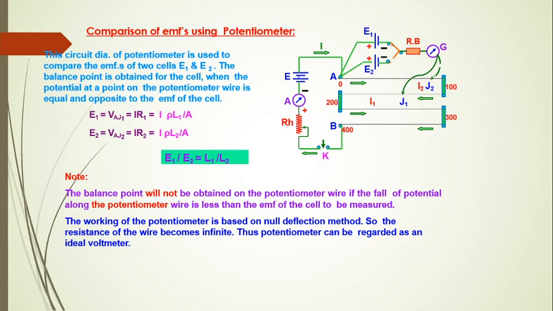Similarly, remove the key from E1, place E2 in the circuit, and again obtain the balance point. The equation is E2 equals I rho L2 divided by A. Dividing E1 by E2, it will be L1 divided by L2. In this way, we can find the ratio of the EMF of two primary cells, or compare the EMF of two cells. This is one practical in class 12th: compare the EMF of two cells.